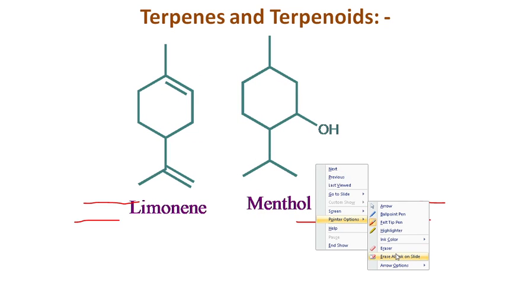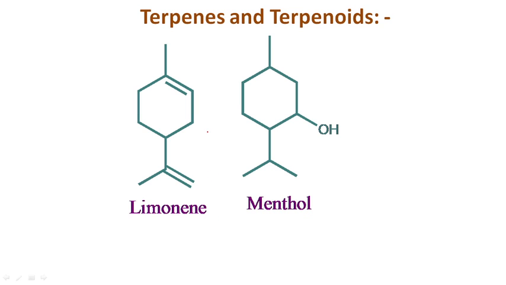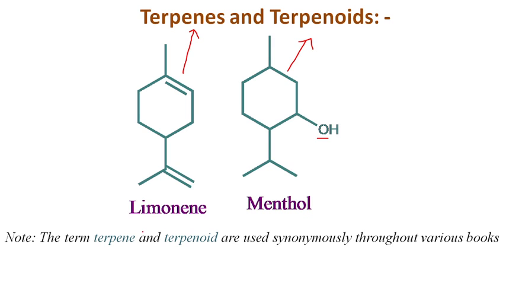Let's see in the example of limonene and menthol which one is a terpene and which one is a terpenoid. Here limonene is solely composed of carbon and hydrogen only. That's why it is categorized under terpene, whereas menthol contains an additional oxygen atom other than carbon and hydrogen. That's why it is categorized under terpenoid. Also, the terms terpene and terpenoid are used synonymously throughout various books, and in our upcoming lectures we will also use these two terms synonymously.